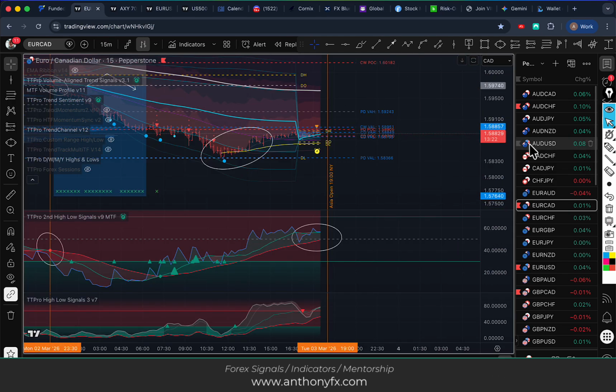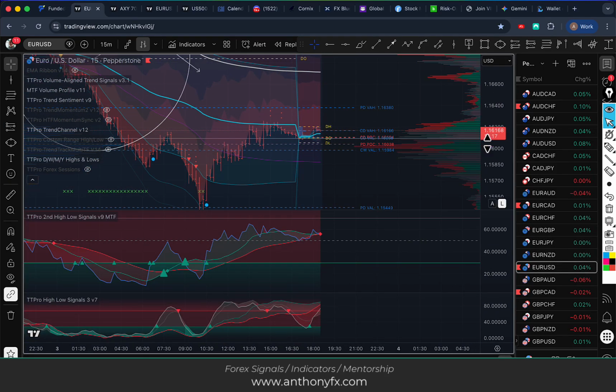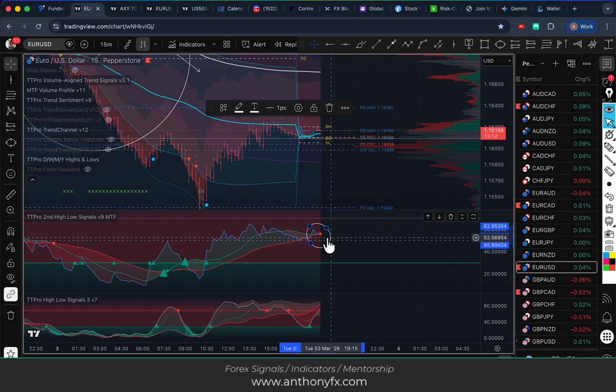Same thing with the euro dollar. I'm keen on the euro dollar short, but that could pull back. So, oh look, red alert already. Okay, that needs to hold, so we want to see green just really crossing down. I don't mind that.